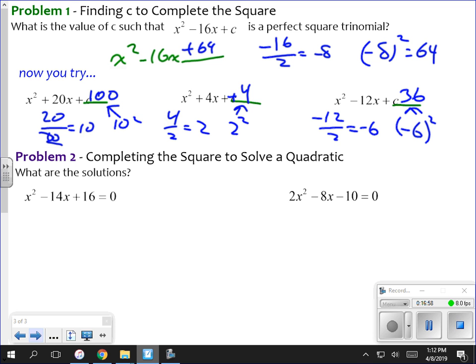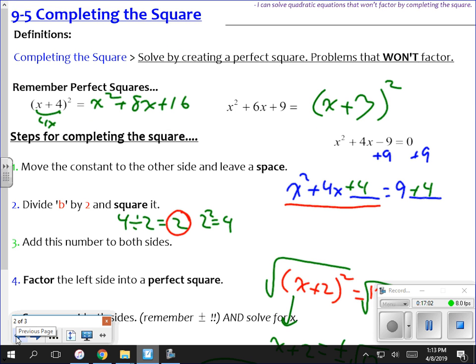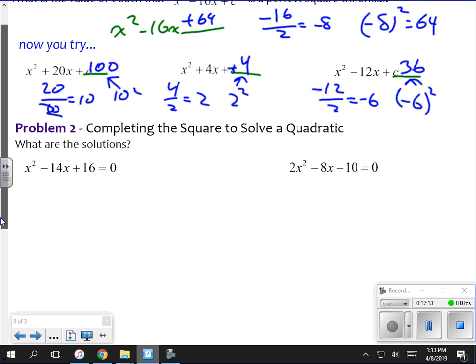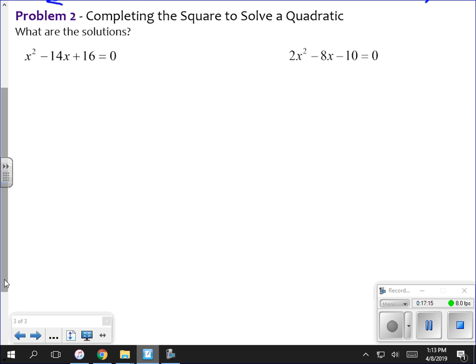This is the part, when we were here, this is the filling in the blank part. That's all it is. What number goes in that blank? That's all that was. Okay, so let's solve these.